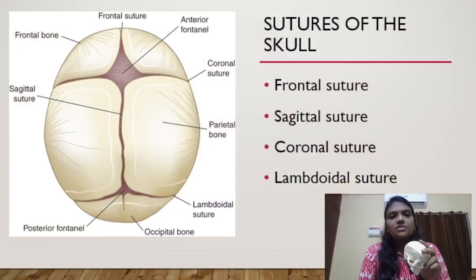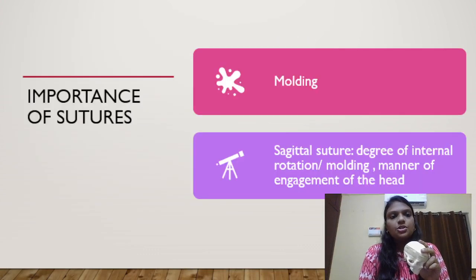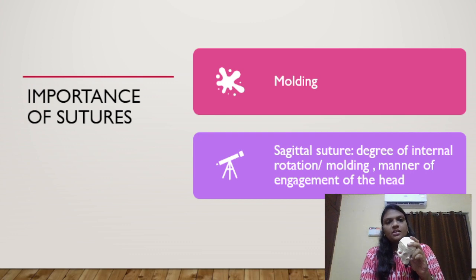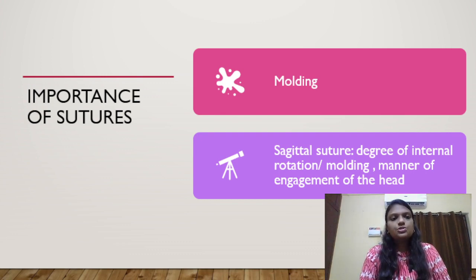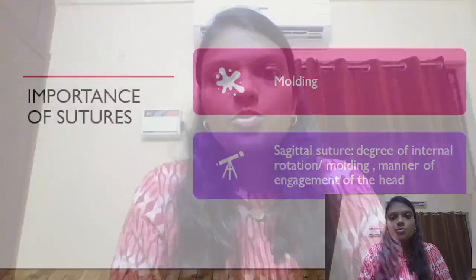What is the significance of these suture lines? The first thing is it will allow molding during the labor. What does molding mean? The approximation of the two suture lines. We have 3 degrees of molding, degree 1, degree 2 and degree 3. Normally in every labor there will be first degree molding.